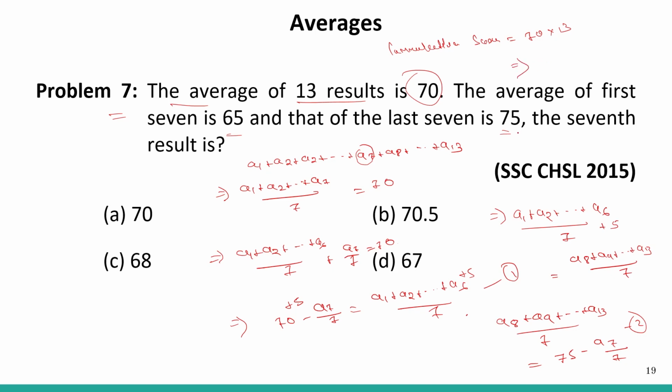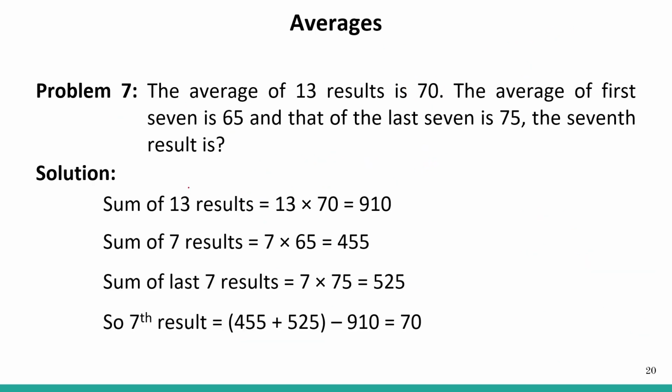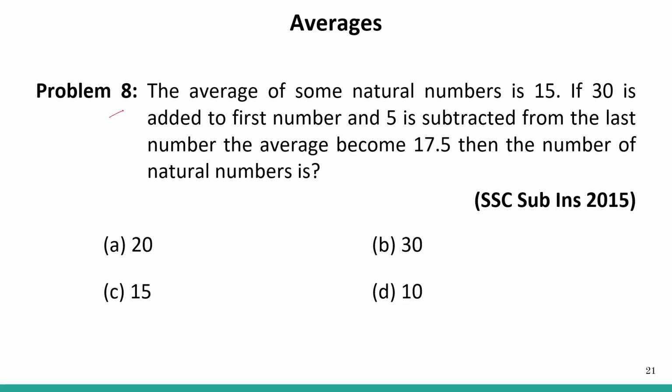This implies that these are equal to, so it will be what? So what we want to know is the 7th result. What is the 7th result? Okay, so let's see. Sum of the 13 results is equal to 910. Sum of the first 7 results is 455. Sum of the last 7 results is 525. So the 7th result will be this much minus this, that is equal to 70, because the 7th result is repeated twice. Okay, so if we subtract the whole cumulative sum, then what we are left with is only the 7th term. Okay, so let's go forward with problem number 8.